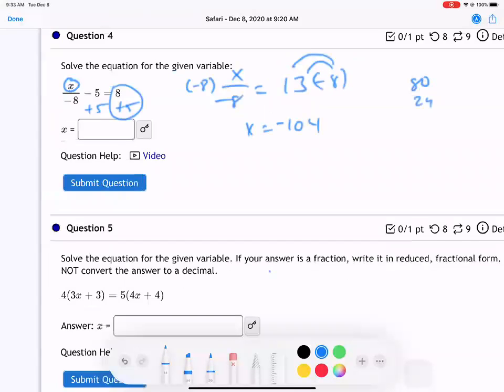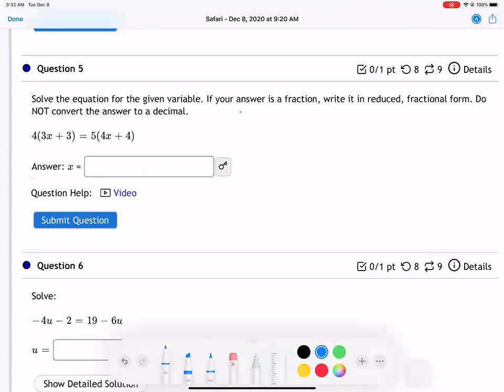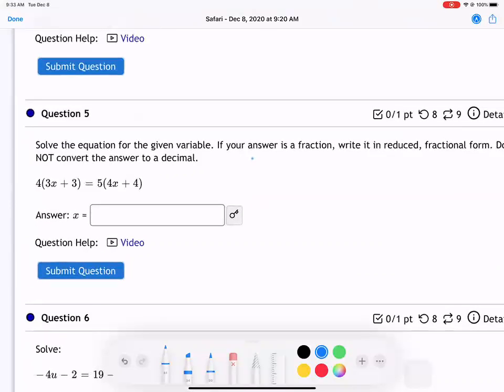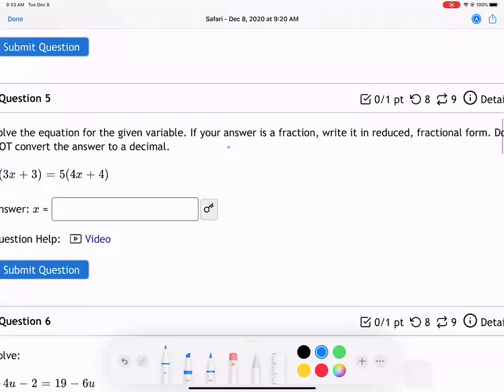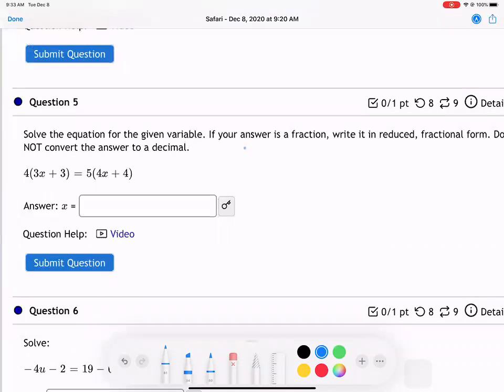Okay. Then question number 5 looks a little bit wordy, but that's why we want to practice it so we know what that looks like. A lot of people do well on the SAT, not because they're geniuses, but because they practice the test already. So when they see it, they know what they're asking for, even without reading the directions. Solve the equation for the given variable. If your answer is a fraction, write it in reduced fractional form. Do not convert your answer to decimal, okay?